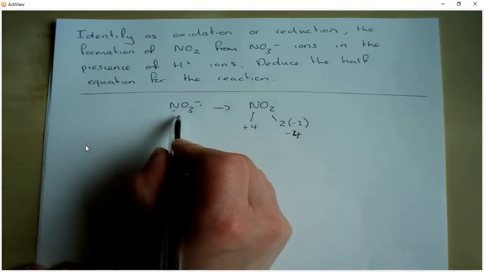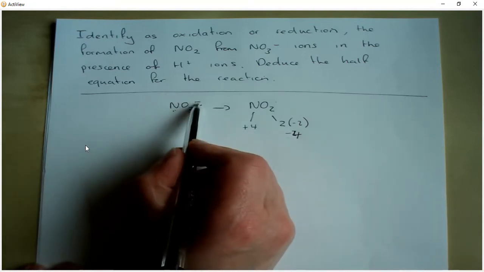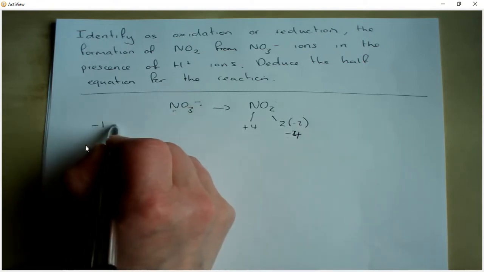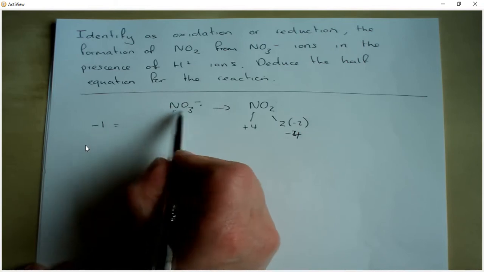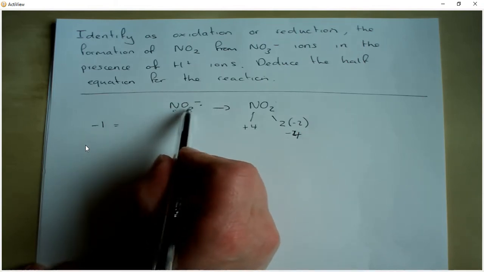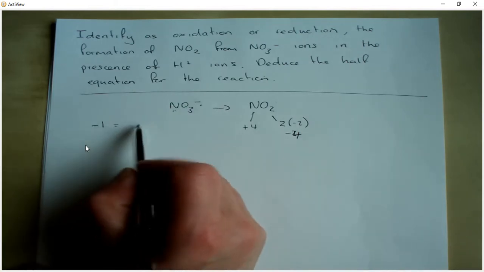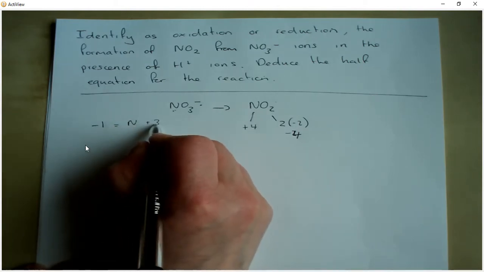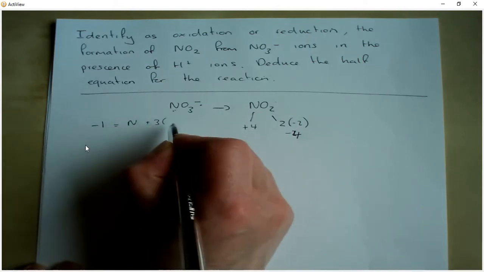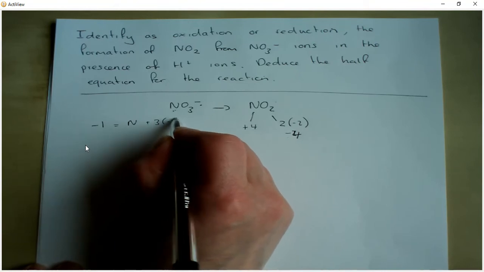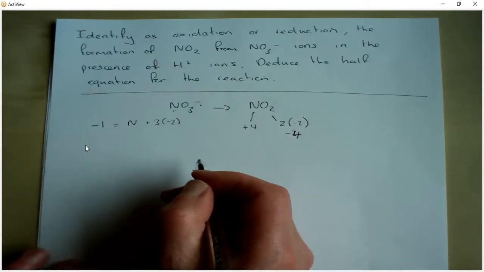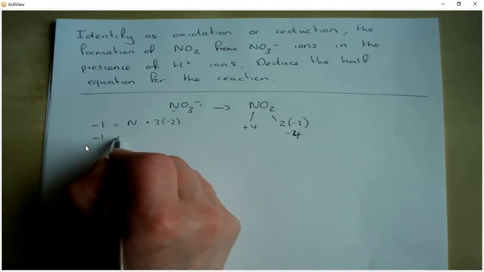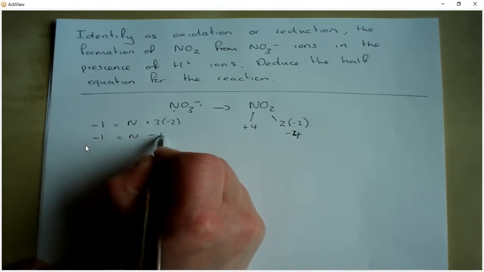If we look at the left-hand side, this is a bit more complicated because it's a negative ion, so it's got to add up to -1. Remember, the sum of the oxidation states of the elements has to add up to the charge on the ion. So -1 equals the nitrogen that we're trying to find out, and 3 of the oxygen, which we know is always -2, apart from the exception of the peroxides that we know about. So that becomes -1 equals N minus 6.